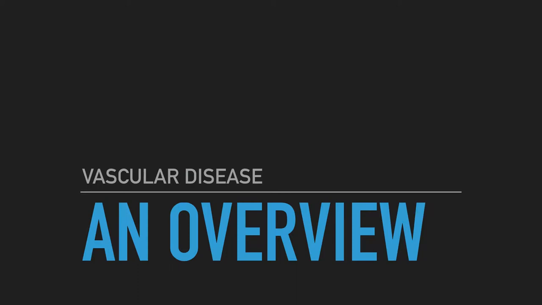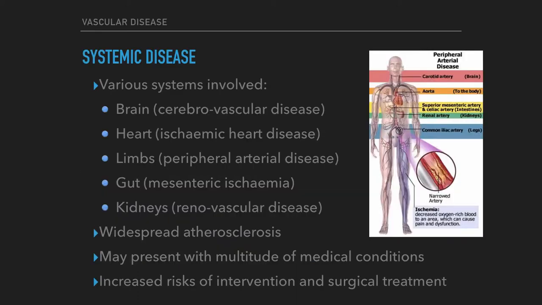An overview of vascular disease. Vascular disease is a systemic disease typified by widespread atherosclerosis. The importance of this fact cannot be overemphasized, both with regards to the multitude of medical conditions the vascular patient may present with, in addition to the risks of intervention and surgical treatment in this patient group.